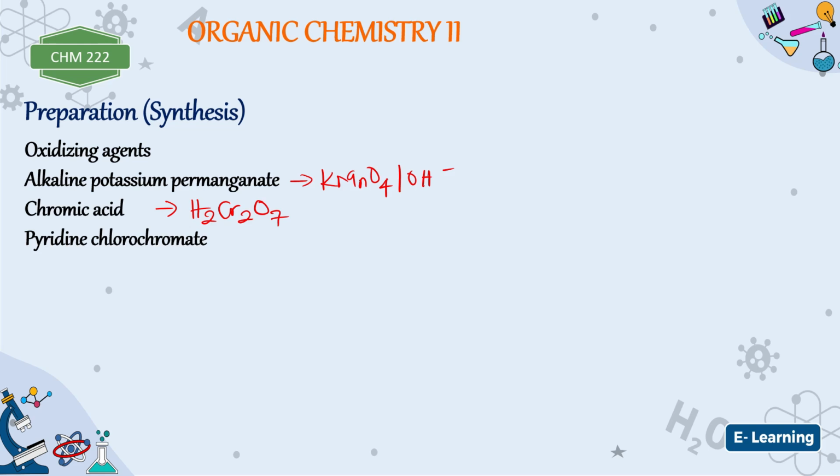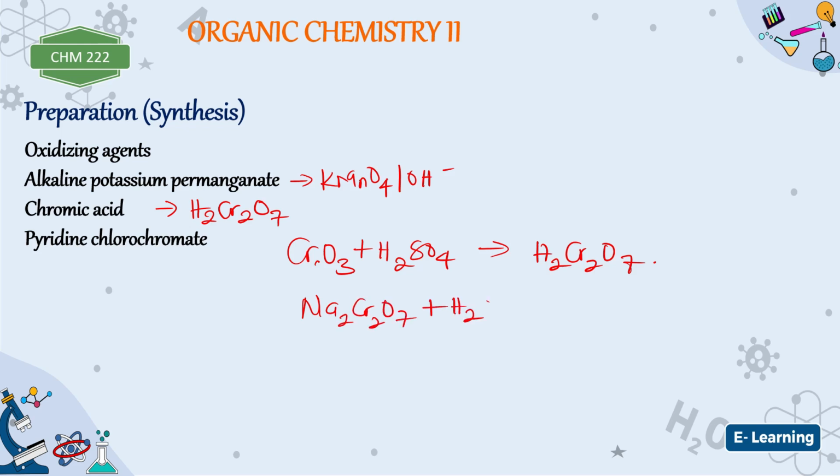All right, so this reagent is prepared in situ. This chromic acid is prepared in situ from CrO3 with dilute sulfuric acid, H2SO4, which will give us H2Cr2O7. Or you can use sodium dichromate plus H2SO4, that will give us H2Cr2O7. Now when you see something is prepared in situ, what does it mean? It means as and when needed. When you see something is prepared in situ, it means the time they need it, that is the time they prepare it.